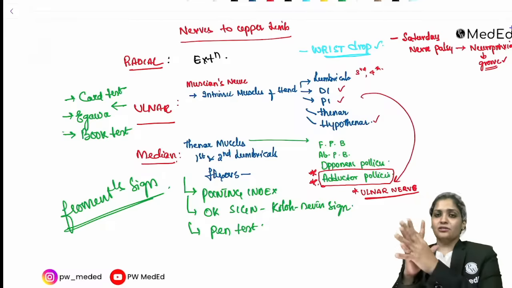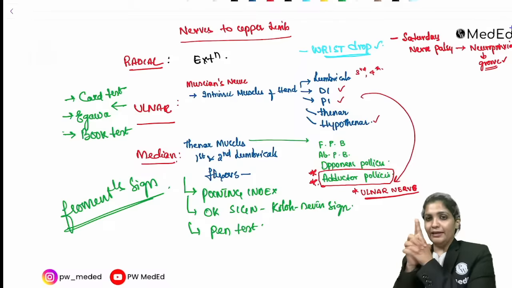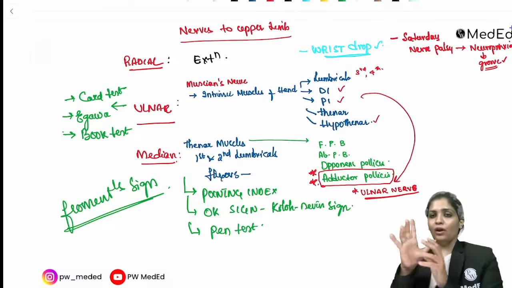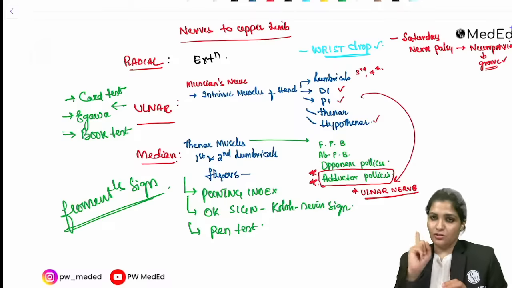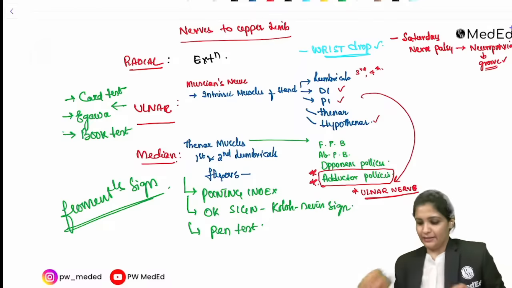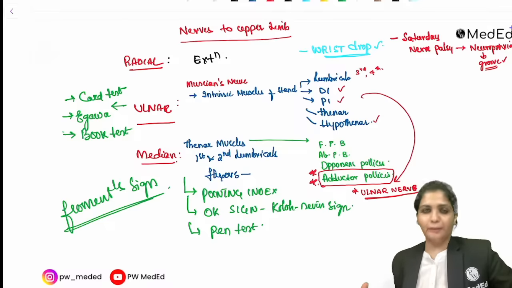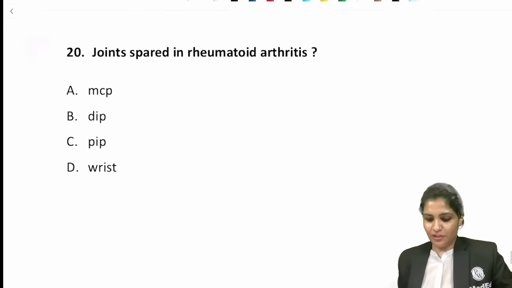And what is this? This is your Ochsner clasp deformity, where you try to clasp and then you will have this pointing index. So all will flex except this. So this is also indicative of your median nerve lesion, the pointing index, right? So these are the various tests which you can learn, remember, memorize and reproduce in your exam, right? Next question.